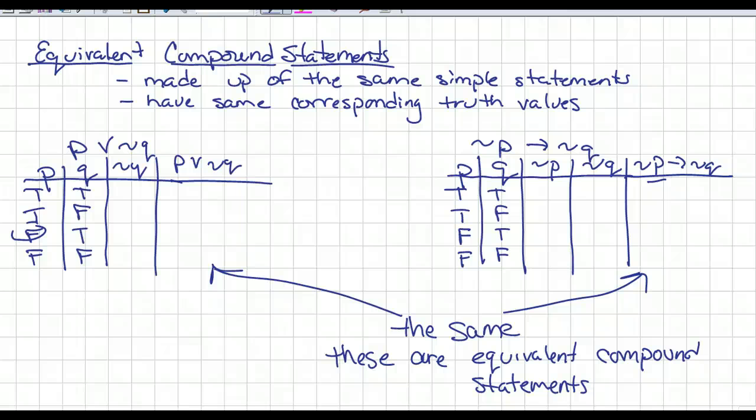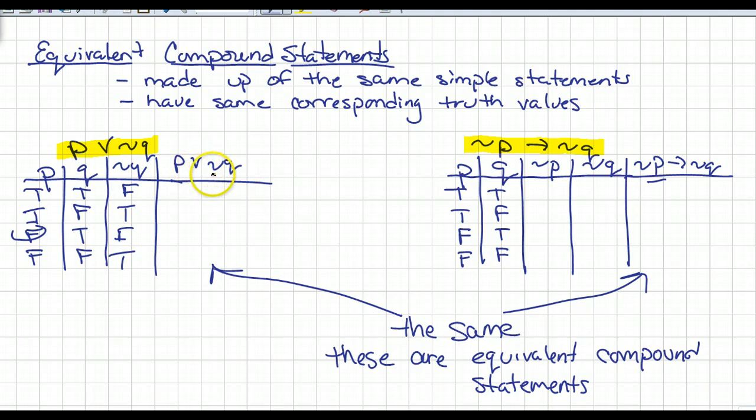So what I want to do is show you how two statements are equivalent. We're going to first look at this statement right here, P or not Q. And then we're going to look at not P, if not P, then not Q. So all we need to do, and these two statements are pretty easy, is make a truth table for both of them. On the one on the left, we are looking at not Q first. So I will put down false, true, false, true.